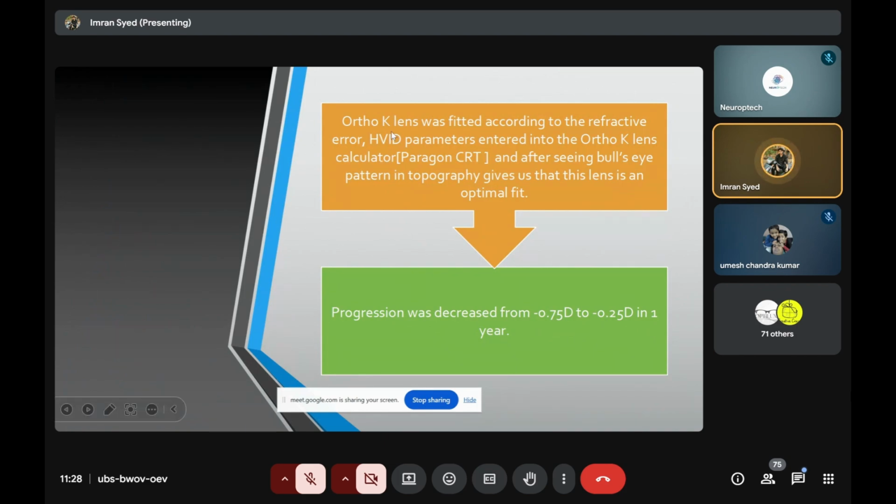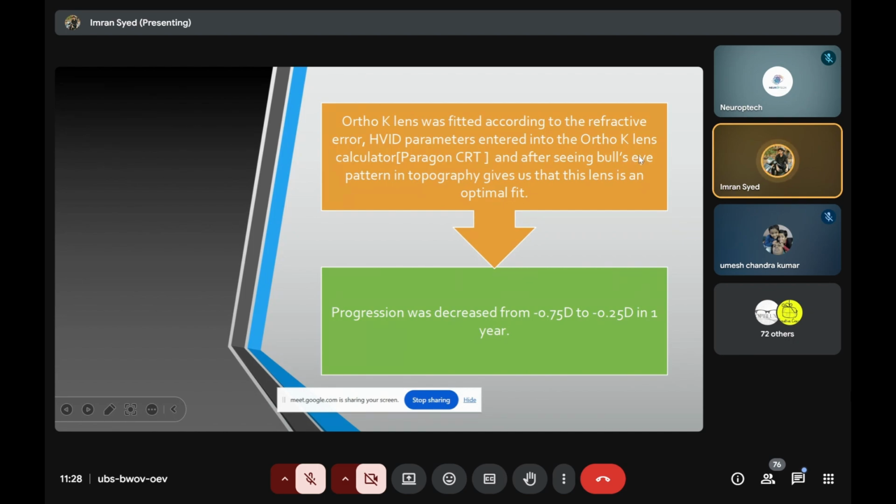How have we prescribed? Ortho-k lenses were fitted according to the refractive error. HVID parameters were entered into the ortho-k lens calculator. There is an app known as the Paragon CRT app, which is available in the App Store and the Play Store. You can download that app, enter the refraction values and the HVID values. It will give you the contact lens power and the reverse zone diameters, how much reverse zone diameter should be there. According to that, you will fit the contact lens.